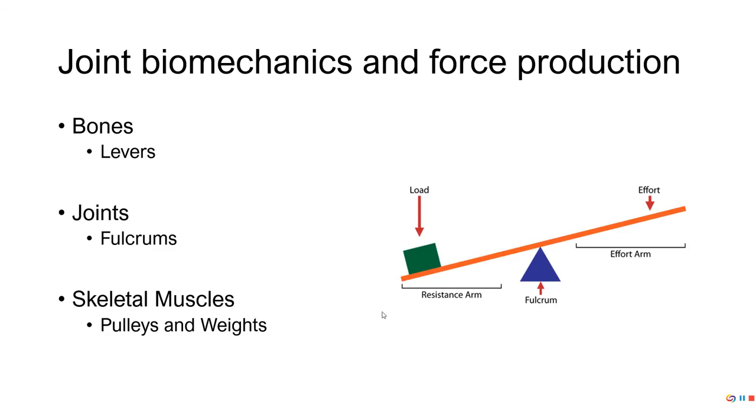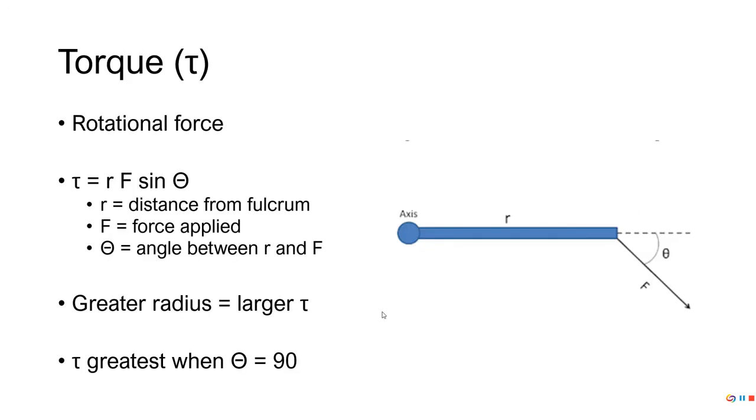And so this plays right into how we move. If you think about it from an anatomical perspective, the bones are the levers, the joints are the fulcrums, and the skeletal muscles are the pulleys and the weights. We take these physics or biomechanical concepts, and we can apply this to force production. Now, when we move bones, we're creating torque, and torque is just a rotational force. And so what we're doing is applying a force, and then we're moving something around an axis. So here's our axis.